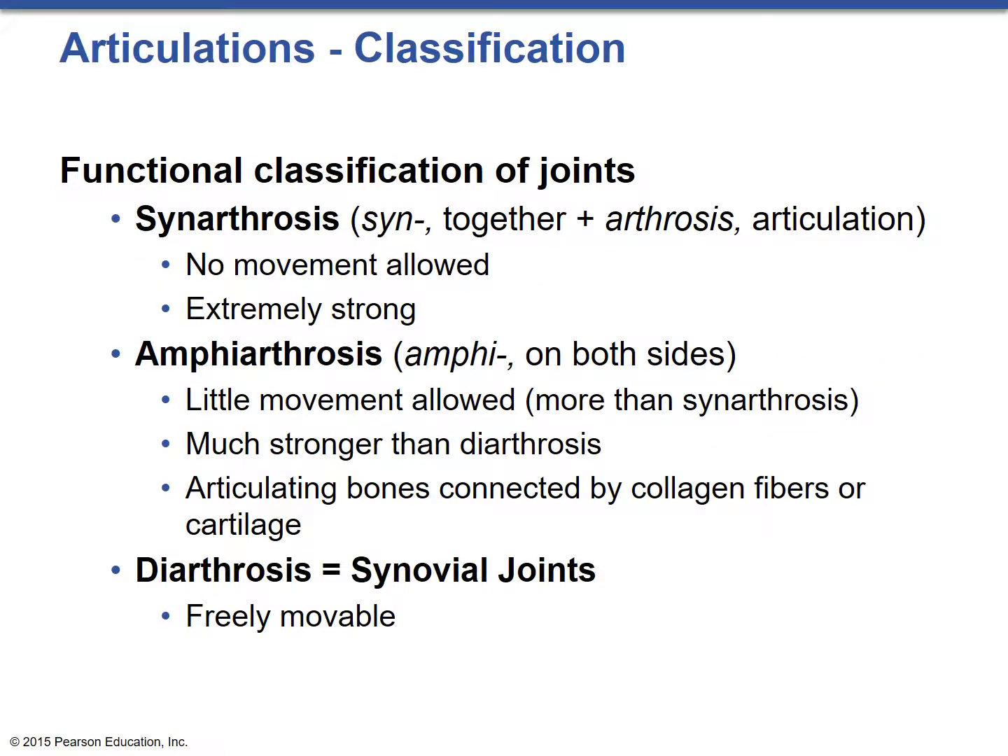When looking at the functional classifications of joints, we have three types: a synarthrosis, an amphiarthrosis, and a diarthrosis. Synarthroses are immovable articulations. They are fused together, so no movement is allowed, and these are extremely strong. An amphiarthrosis is a somewhat movable articulation. They're much stronger than diarthroses, but not as strong as synarthroses. The articulating bones are typically connected by collagen fibers or cartilage. Diarthroses are our freely movable articulation joints, and they're typically ball and socket joints.